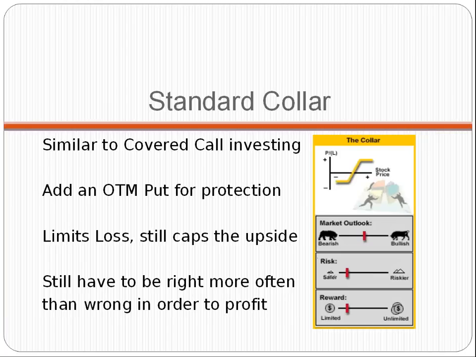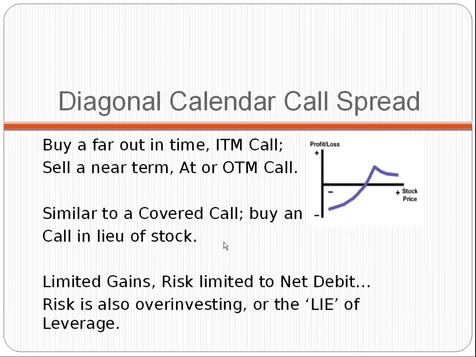I've limited my risk to only that 5 or 6%, but it still caps the upside. I'm not allowing my winners to grow, but I am helping to limit my losses on those positions. And as I mentioned, I still have to be right more often than wrong in order to profit.